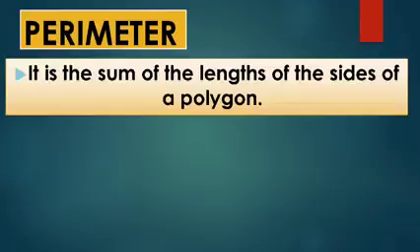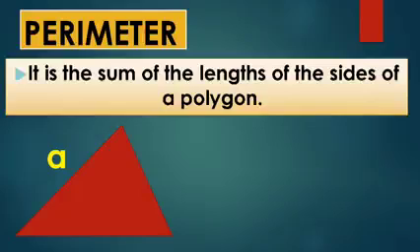So when we talk about the perimeter, it is the sum of the lengths of the sides of the polygon. Okay? So ibig sabihin, ito yung totality, kabuuang haba ng sides ng isang polygon. For example, in the case of a triangle.